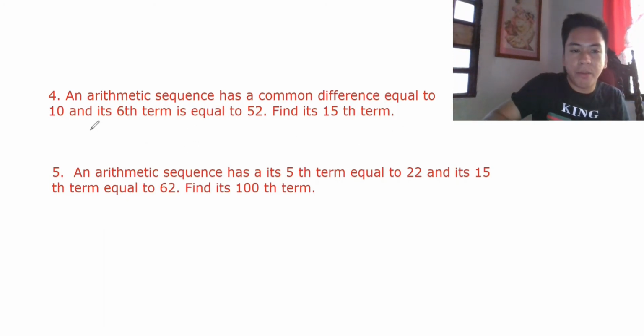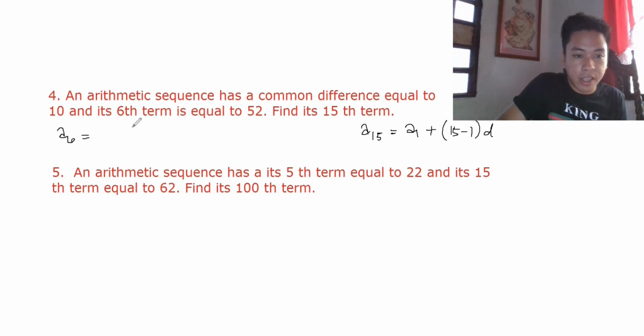So in this case, for number 4, in order for us to locate the 15th term, we have a1 plus 15 minus 1 times d, right? However, we don't have a1, so what are we gonna do? We will look for a1 first. But we're given the sixth term, so that's not a problem.